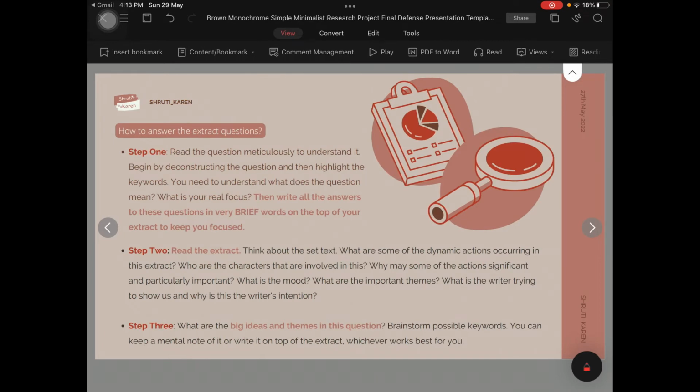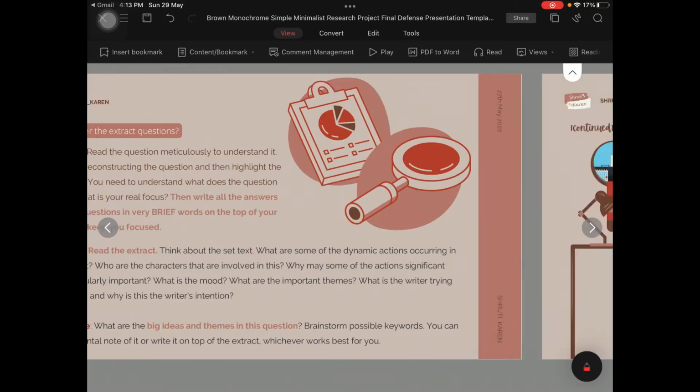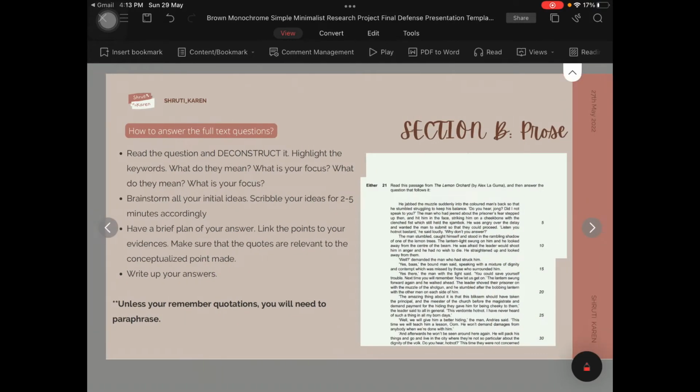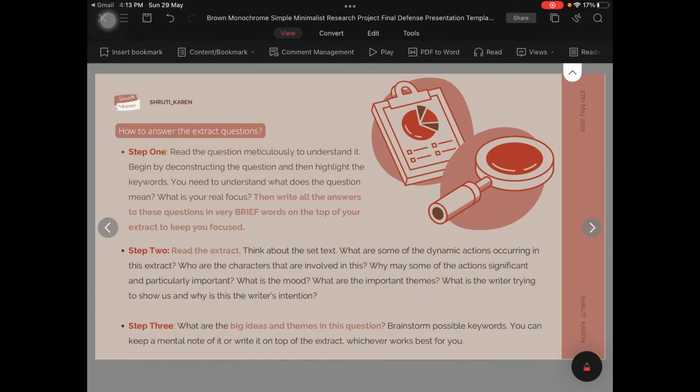So, moving on, how do you actually answer extract questions? Section B is generally about prose, and you'd be tested on extract questions and full text questions. So it's always important to have a very good understanding of how to answer the extract questions. If you continue watching, you'll see there are 6 steps to answer extract questions, and a few other steps that you can include to answer full text questions. So continue watching if you're interested.